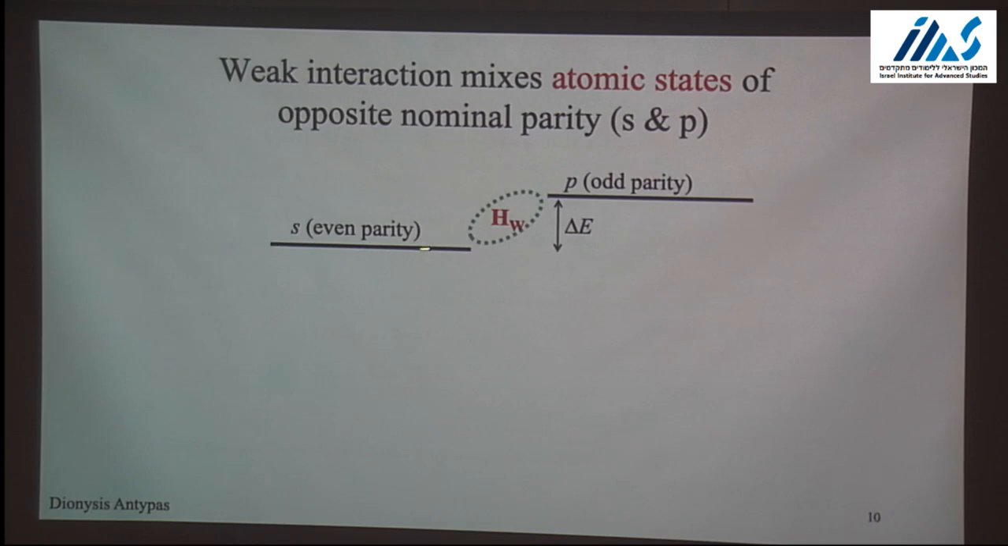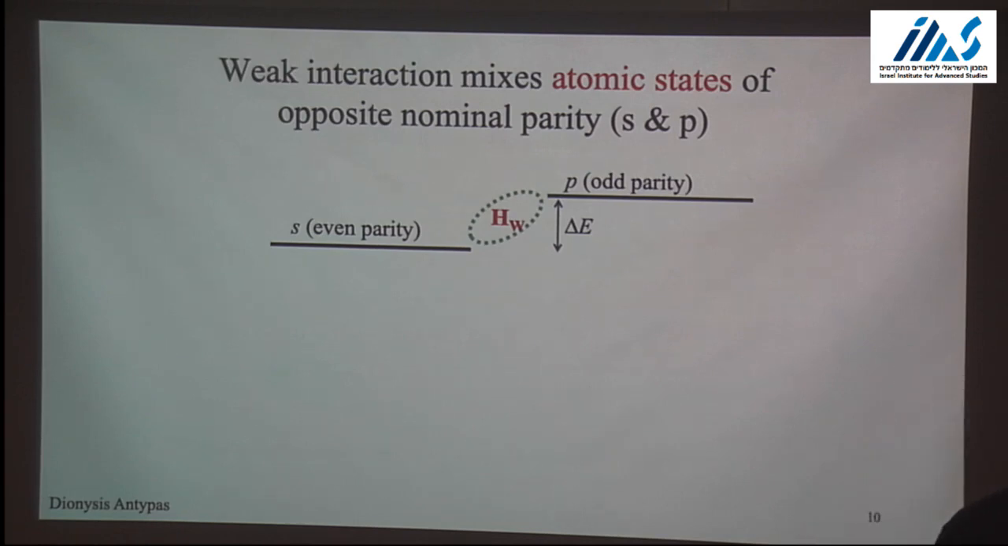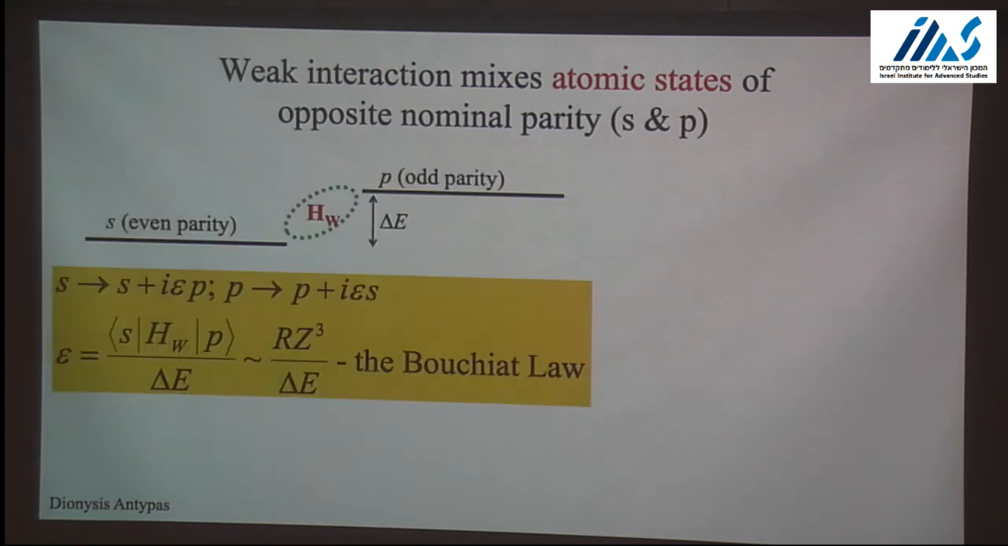So if parity is conserved, then you can describe atomic states and assign a particular parity to them. So for instance, you can have S states with even parity and P states with odd parity. But because you have this weak interaction, none of these is an eigenstate anymore, and so there is a little bit of a mixture of P state into here and S state into there. And an interesting technical detail is that the mixing matrix element has to be purely imaginary.